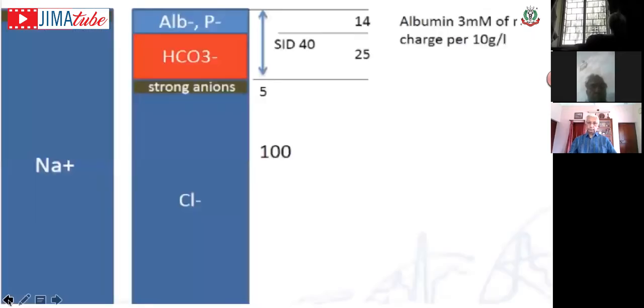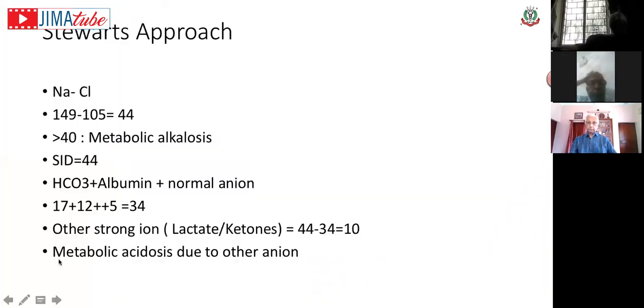That means this patient's albumin, bicarb, and strong anions can only explain 34 out of 44. So there has to be 10 more strong anions floating around. These 10 more strong ions could be lactates, could be keto. Then you have to see what could be the other ions which are floating. So immediately you know this patient has metabolic alkalosis with high anion gap metabolic acidosis.